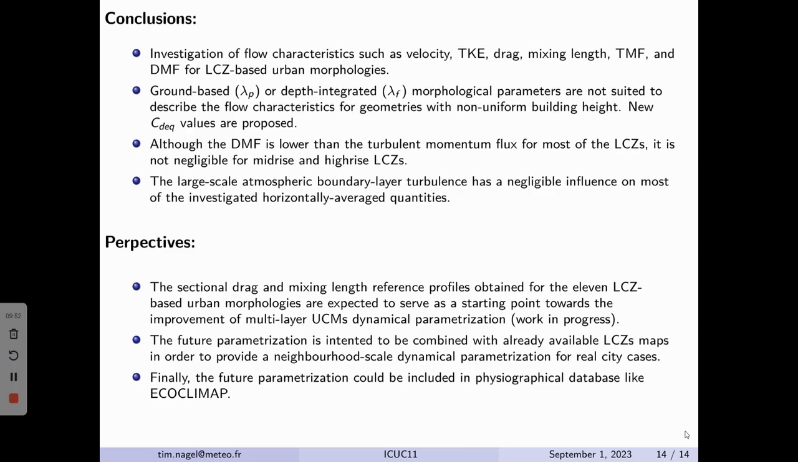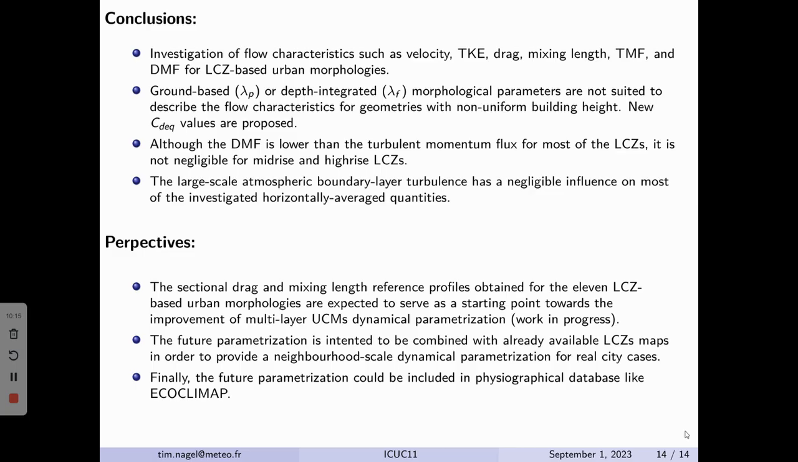And we see that the dispersive momentum flux is lower than the turbulent momentum flux for LCZs that are not high-rise. It's not negligible for mid-rise and also for high-rise. And the large-scale, boundary layer turbulence has a negligible influence on the investigated horizontal quantities.